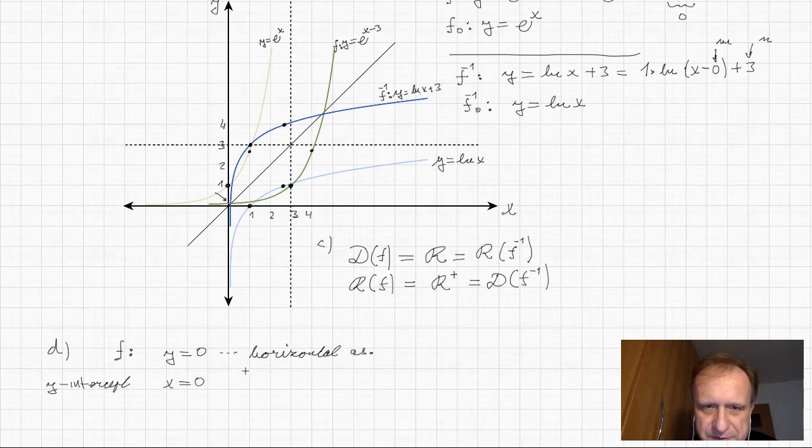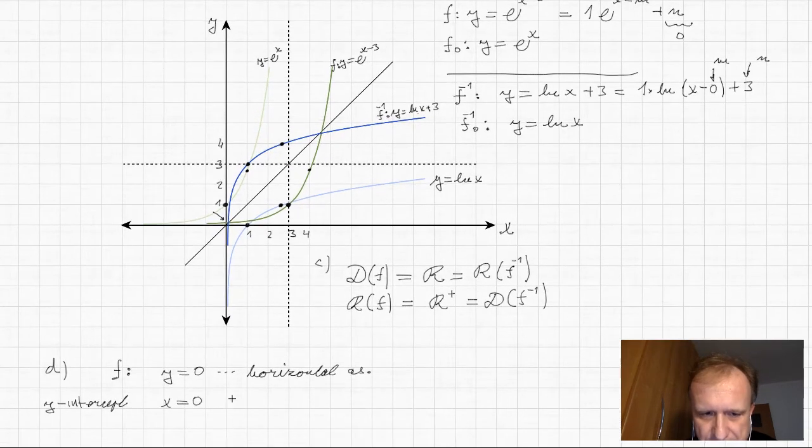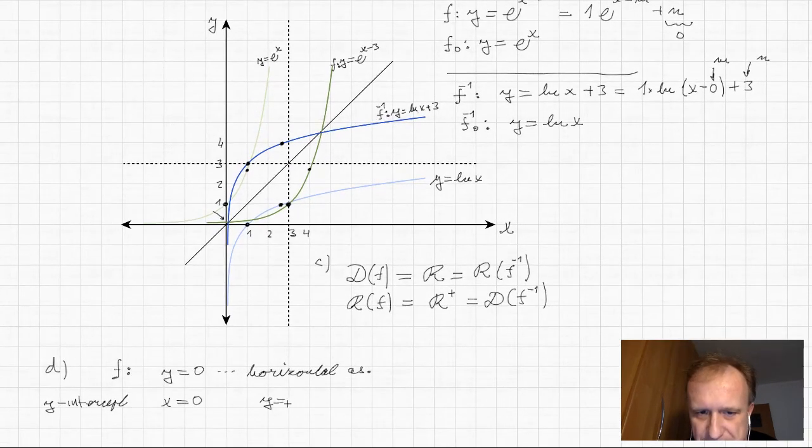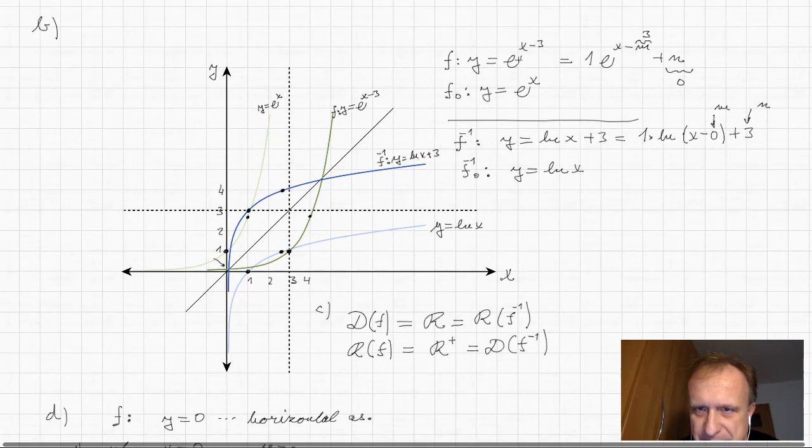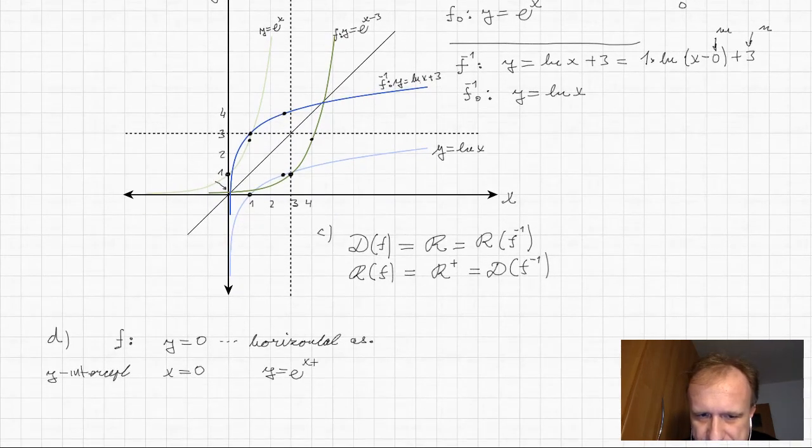I set x equal to 0, and I use the formula for the function, which is y equals e to the power of x minus 3. I substitute 0 for x, so I get e to the power of 0 minus 3, so it's e to the power of negative 3. So it will be a small positive number, less than 1, and therefore I see that this must be it. It's e to the power of negative 3 here. This is the vertical axis intercept, or y-intercept, of the function.